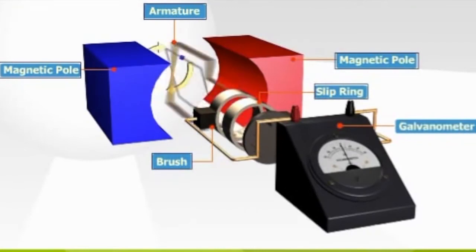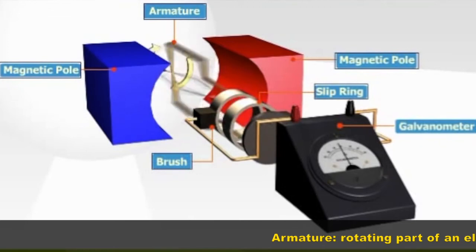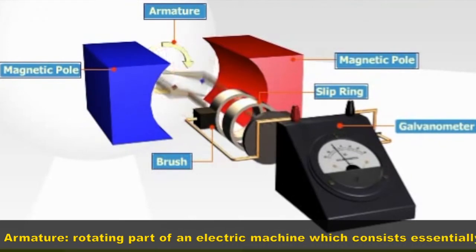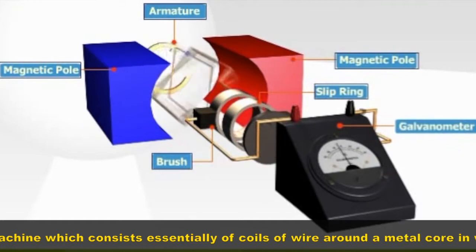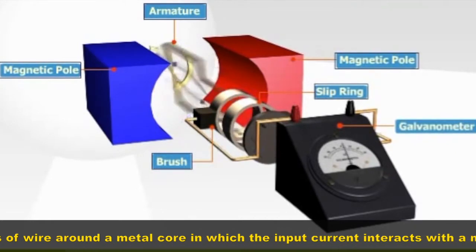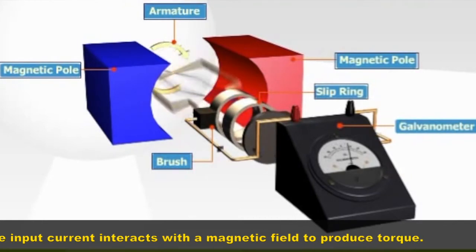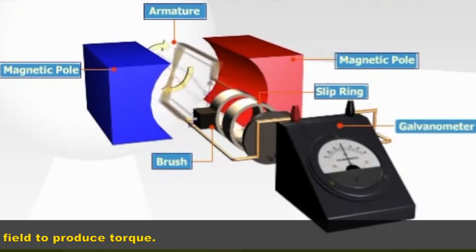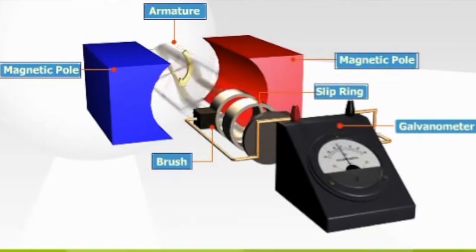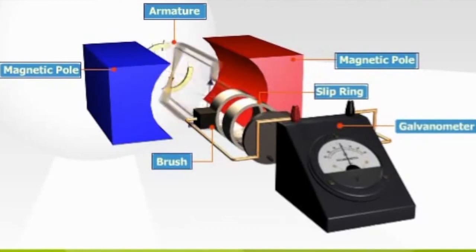Now we need to learn the parts of an electric generator. First, let's start with the armature. The armature's definition is the rotating part of an electric machine, which consists essentially of coils of wire around a metal core in which the input current interacts with a magnetic field to produce torque. On an electric generator, there is one magnet. I'm not going to say the definition of a magnet, but what you need to know is that both magnetic poles, north and south, interact with the armature, causing a torque, which is a spin.